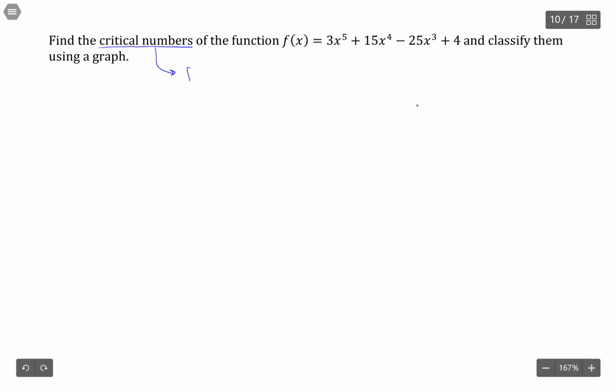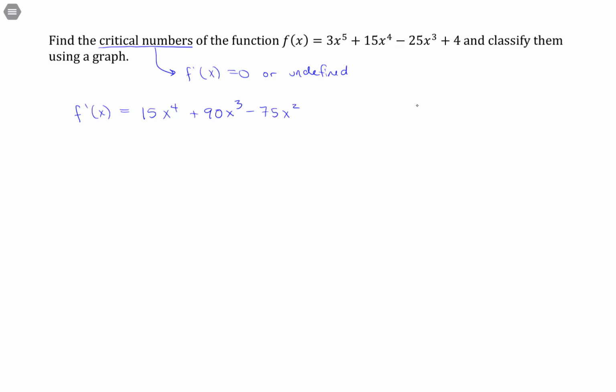Now, the critical numbers are going to be any place where a function's first derivative is equal to 0 or the first derivative is undefined. Now, this is a polynomial function, which is a smooth, continuous curve. So there's not going to be any places where the first derivative is undefined. So we just need to work on where this first derivative is 0. Well, let's get the derivative to begin with. So this would be 15x to the fourth using the power rule plus 90x to the third minus 75x squared.